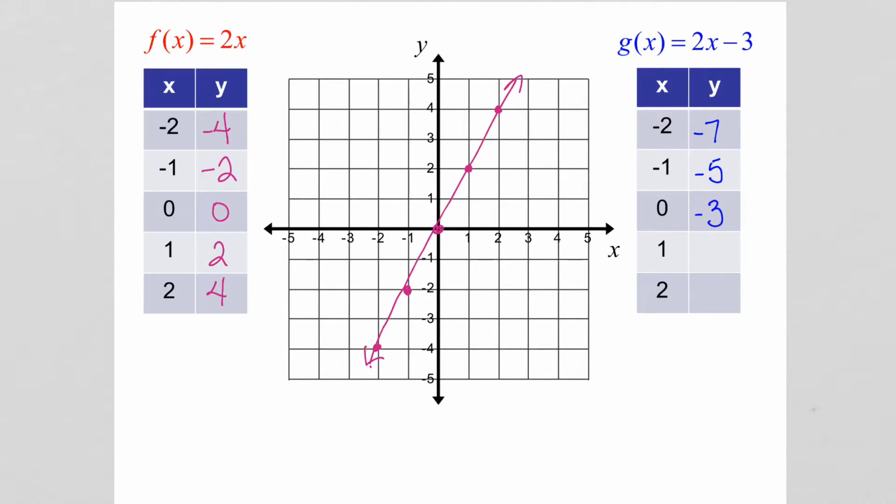2 times 1 is 2. 2 minus 3 is negative 1. And 2 times 2 is 4. 4 minus 3 is 1. And so we graph these. The first one we can't fit on our graph. That's okay. Then we've got negative 1, negative 5. 0, negative 3. 1, negative 1. And 2, 1. And so we've got another line. There is g of x.